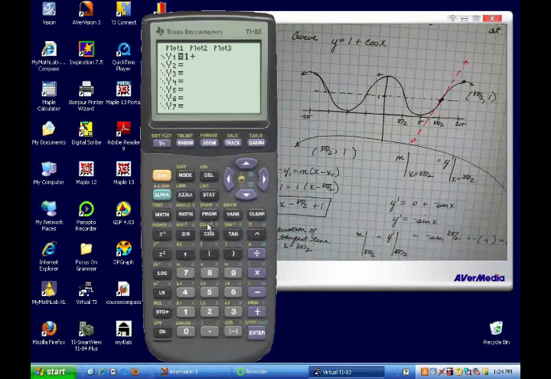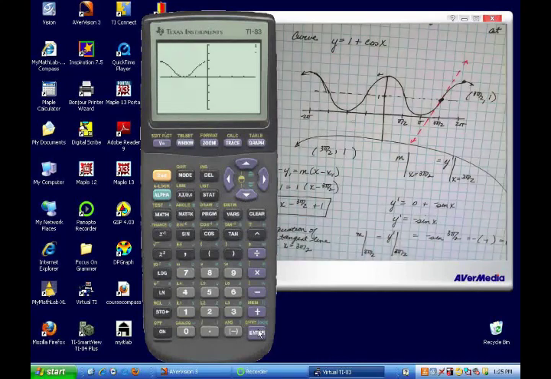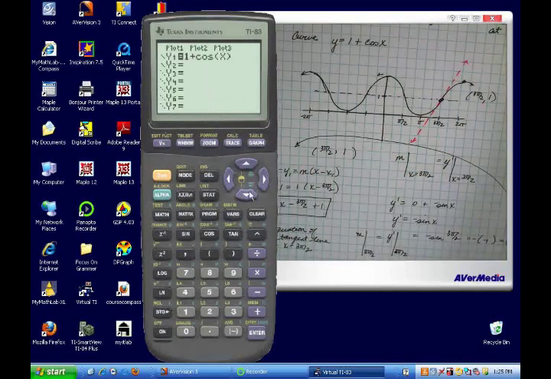Okay, so this is 1 plus cosine x. This is my original curve. X. And I'm just going to do a zoom trig, which should take me from negative 2 pi to 2 pi, which is what we did. There it is. That's what we did. And then if I want to get the tangent line to the curve, that pink one, look, there it is. We're right beside it. This looks good.